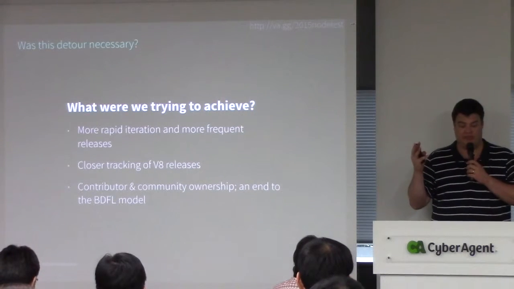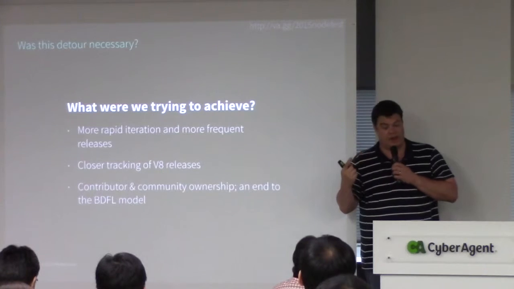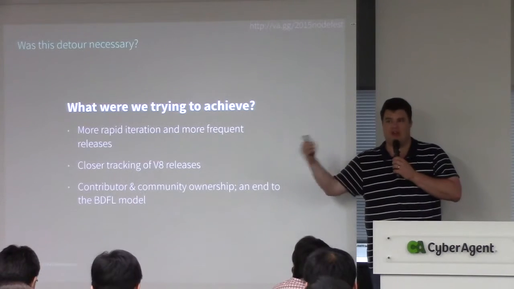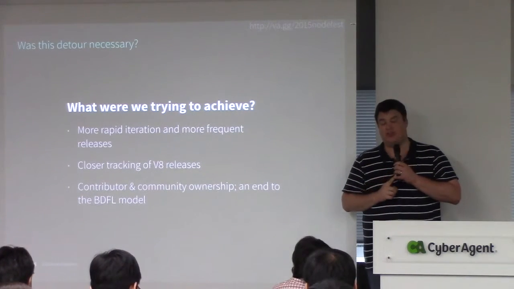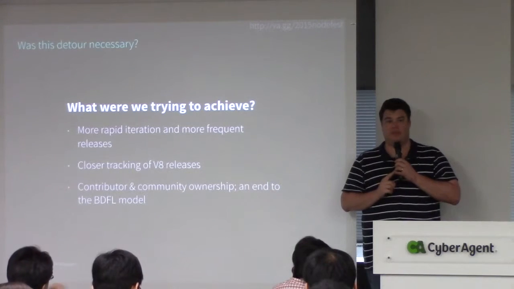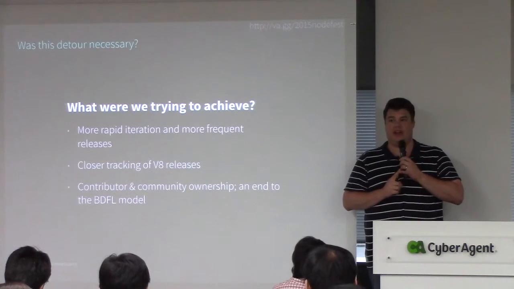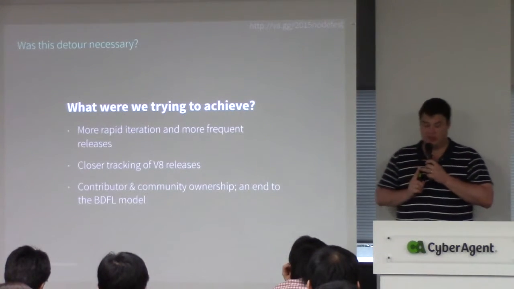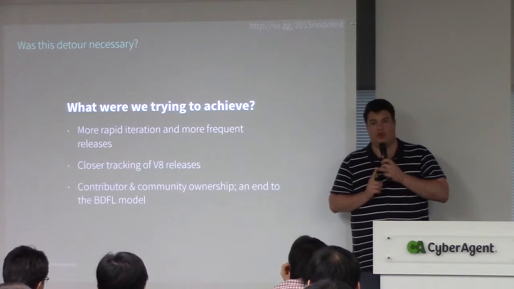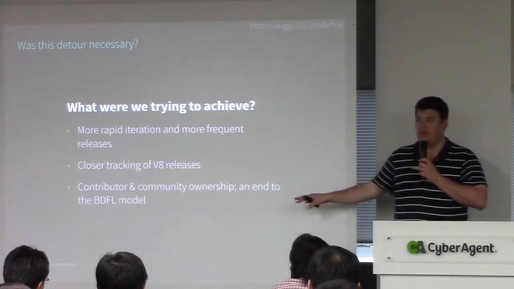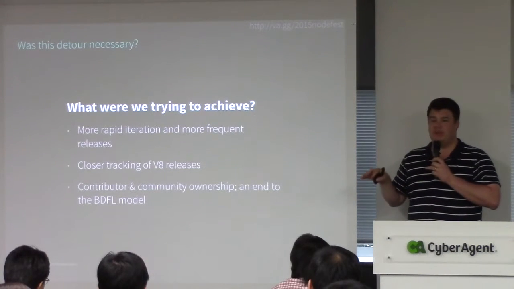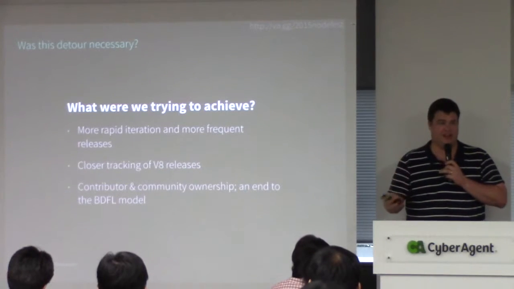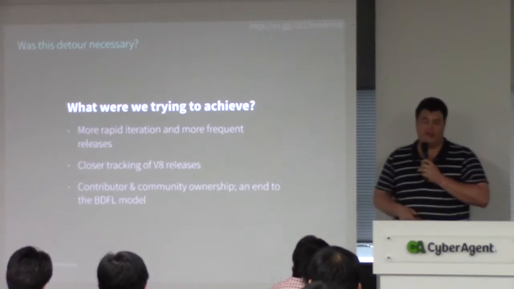So, what were we trying to achieve with IOJS? There was three main areas that we were looking at. We wanted more rapid iteration and more frequent releases. We wanted the contributors' code to see the light of day a lot quicker. We wanted to have closer tracking of V8 releases. We wanted to be up to date with latest JavaScript developments. And we wanted community ownership and collaborator ownership. So the people that were contributing the code should own the project, and we wanted to end the BDFL model, which is, BDFL stands for Benevolent Dictator for Life, which is the classic model in open source that you find in projects like Linux. And before now, node.